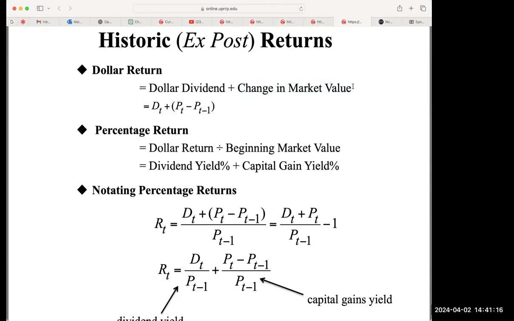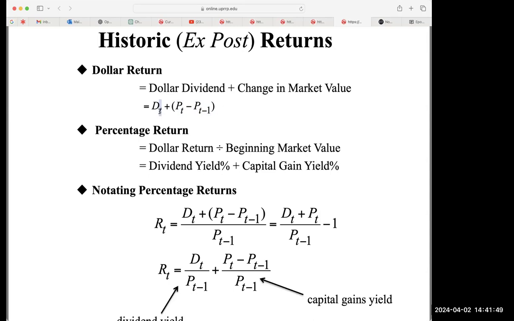How do we calculate the change in market value? If we want the dollar return for today, so think of T as today, then it's going to be the dollar dividend today plus the change in market value, the price today minus the price 1 period ago. So that's what the T minus 1 is. When you see those, again, more notation, no need to be intimidated. Just ask me if you don't know why that is a T.